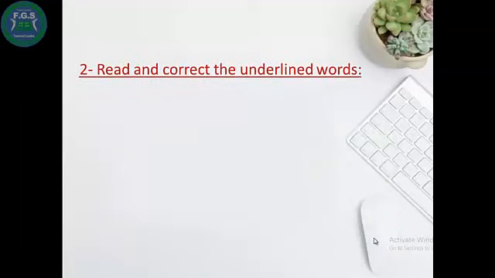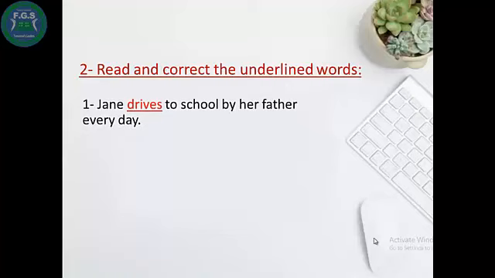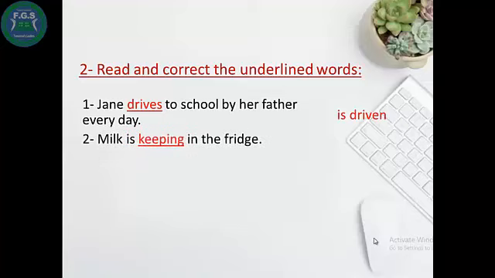Read and correct the underlined words. Number 1, Jane drives to school by her father every day. Jane doesn't drive, she is driven. Jane is driven to school by her father. Number 2, milk is keeping in the fridge. Milk is keeping. No, we want the past participle, kept.